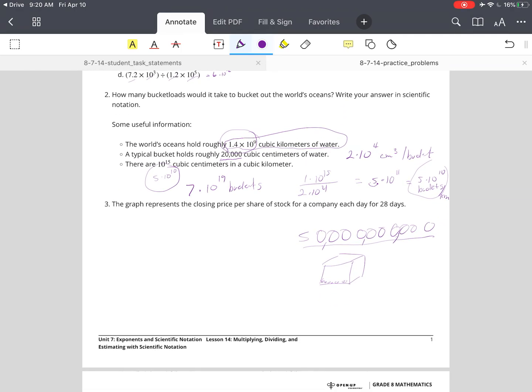The graph represents the closing price per share of stock for a company each day for 28 days. Okay, so first of all, a stock is just like a share of stock.